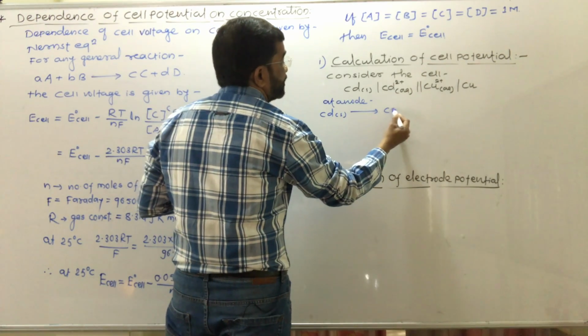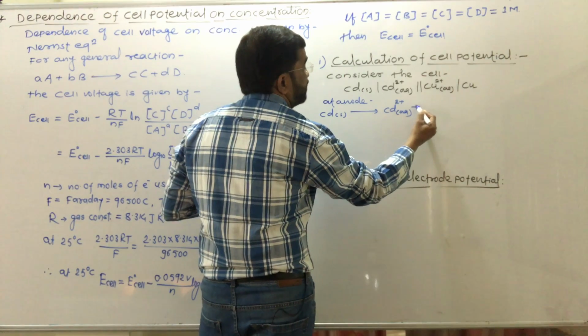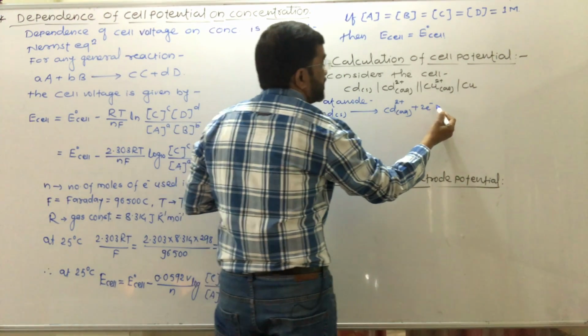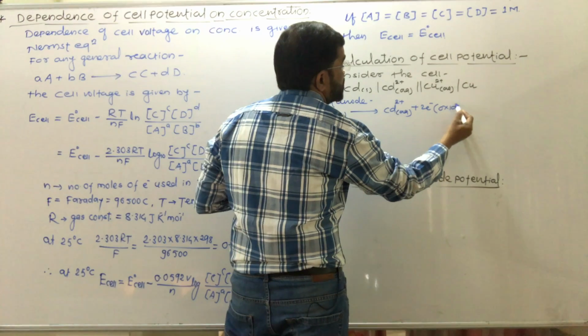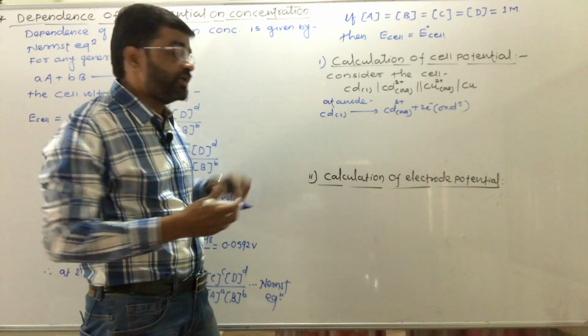Cadmium loses 2 electrons. It forms cadmium ions. Loss of electron is oxidation.